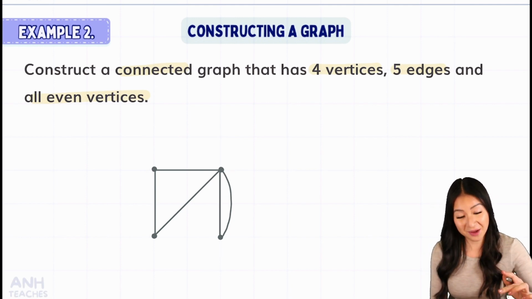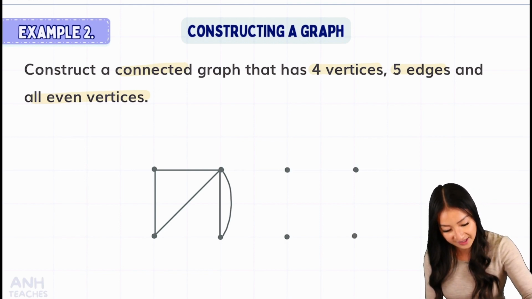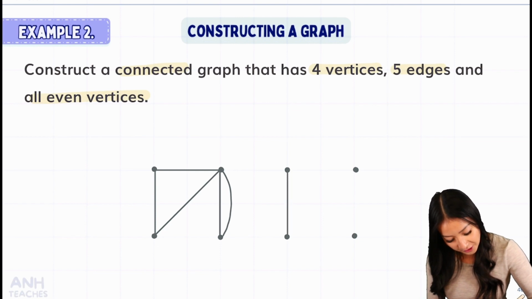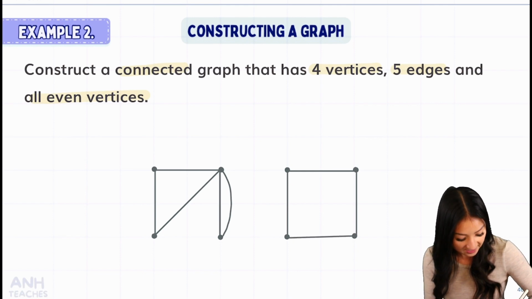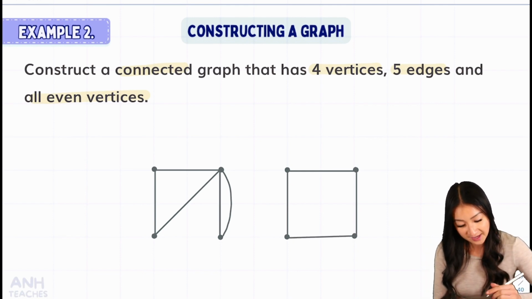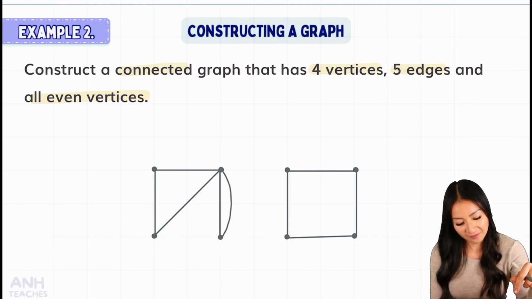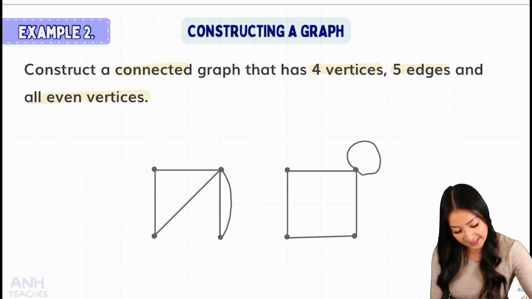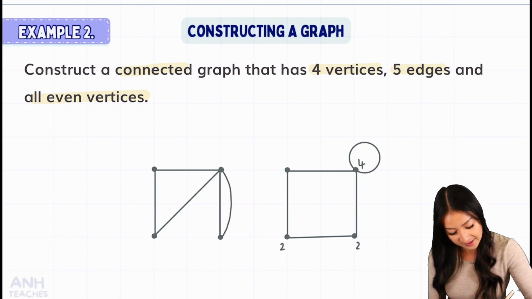Now, the only other possible option of creating 4 even vertices with 5 edges is if you were to add a loop. So let me maybe add 4 edges first of all. Currently, I have all even vertices. So if I add an edge on, I'm going to end up with 2 odd vertices, and I don't want that. So I can add a loop. That's my 5th edge. And now this vertex has a degree of 4, while the others have 2.